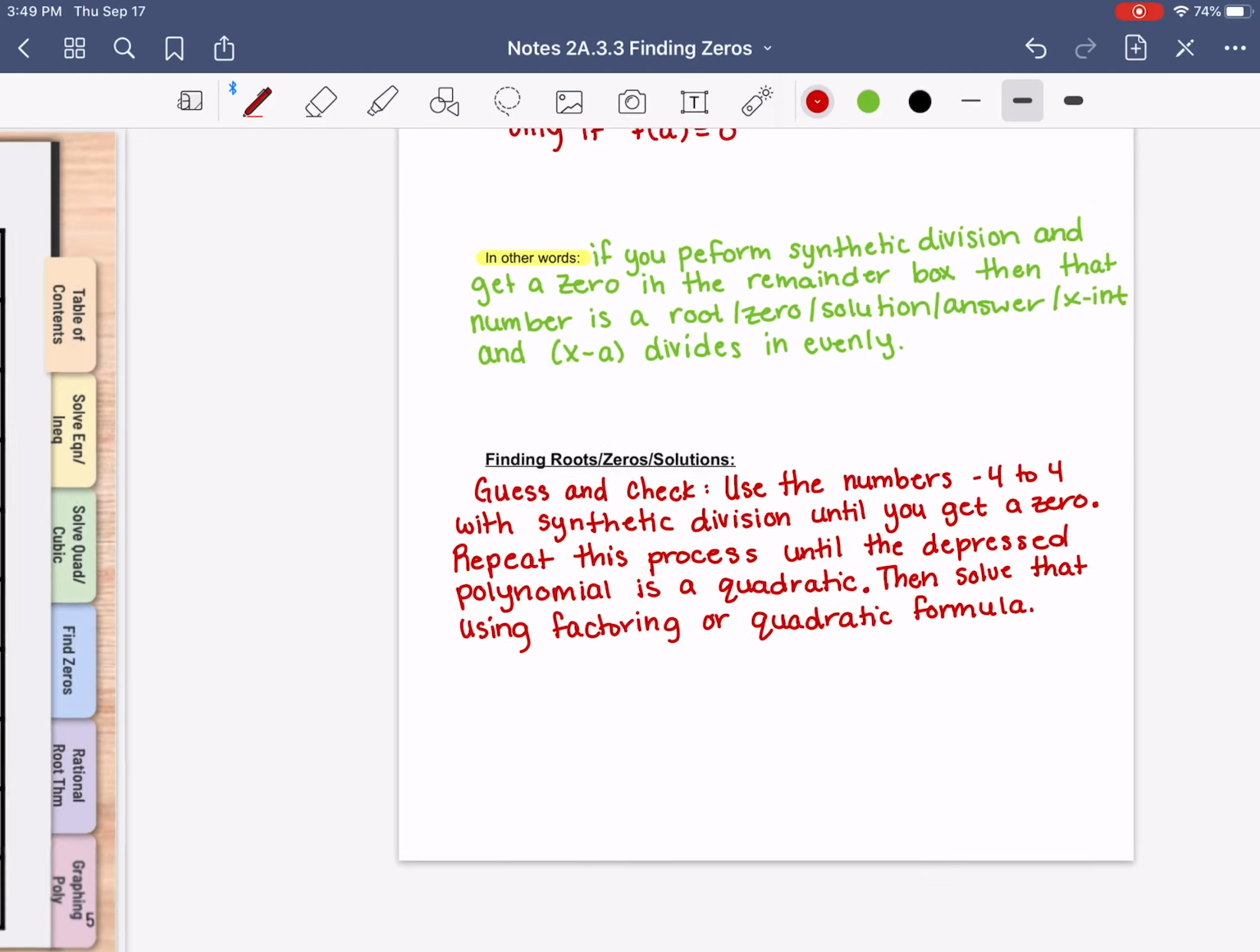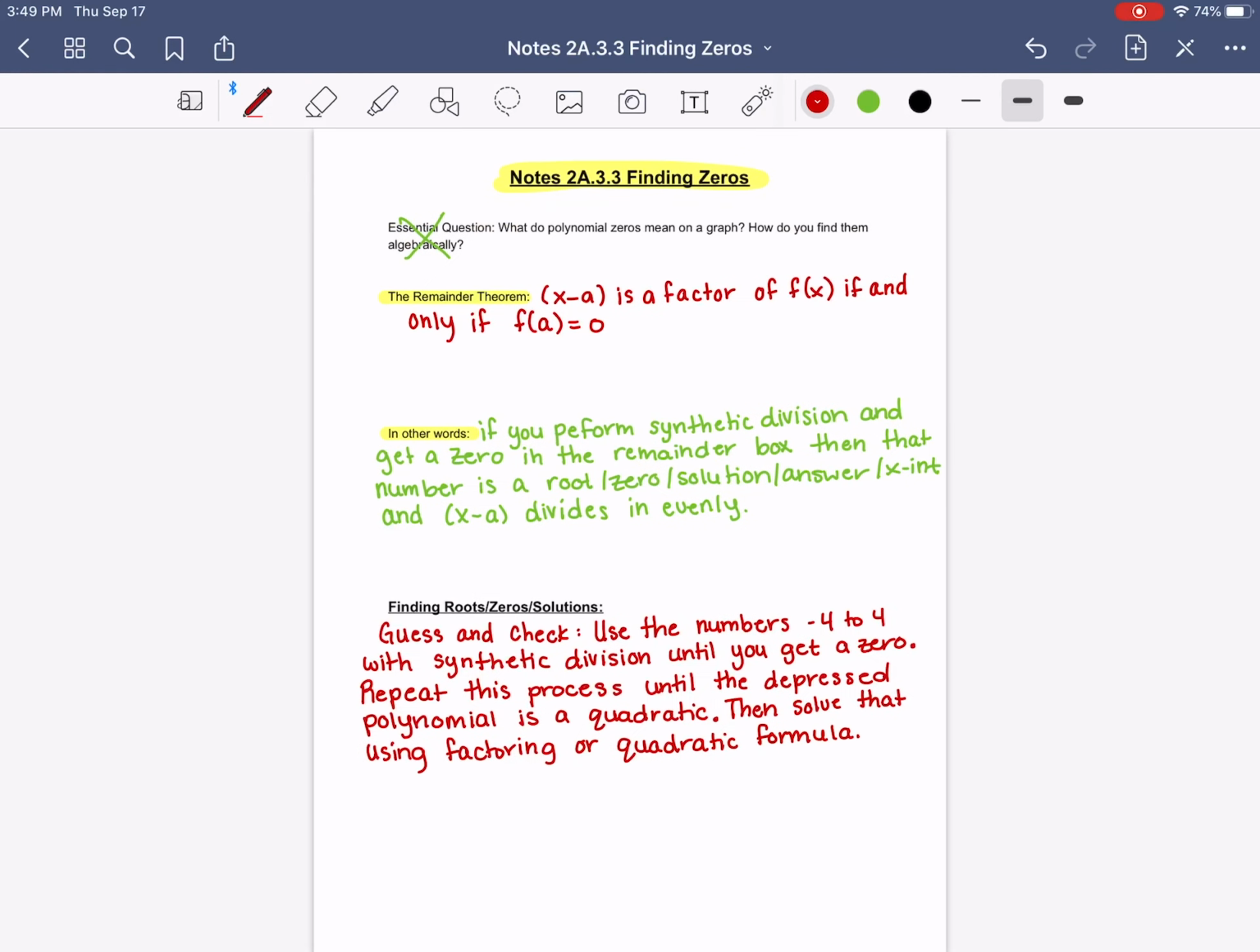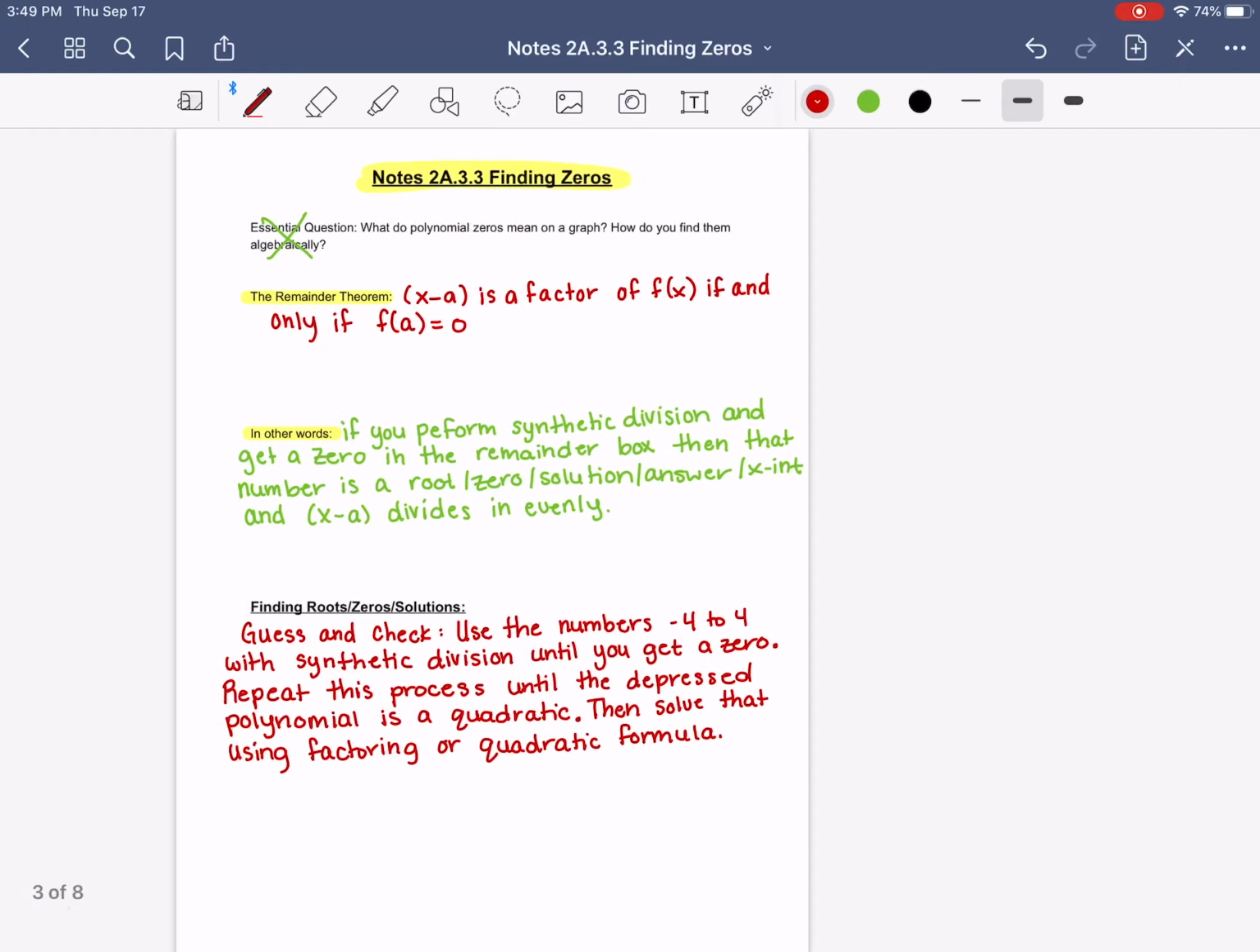Okay, so we're going to do a couple of examples of this. So the way that we find zeros using the remainder theorem is we use synthetic division. When we get a 0 in the remainder box, we know that number is a root, a 0, solution, an answer, an x-intercept. They all mean the same thing. And then in order to find what gives us a 0 in the remainder box, we might have to do guess and check.